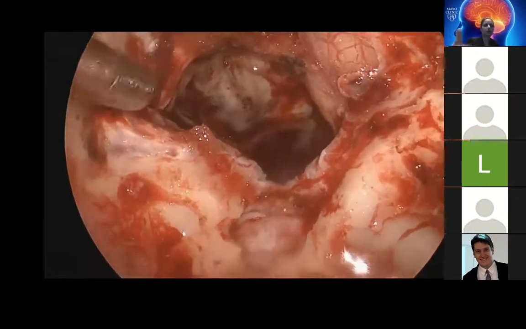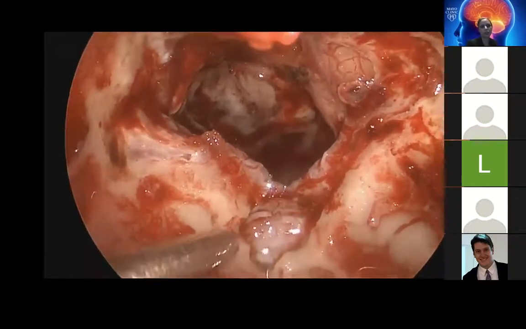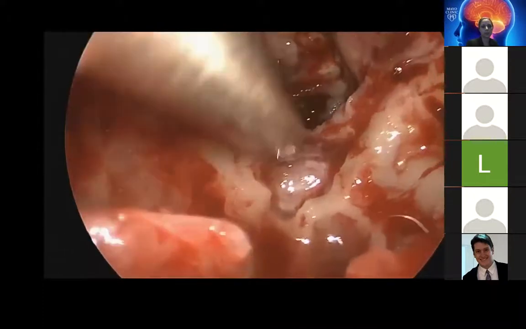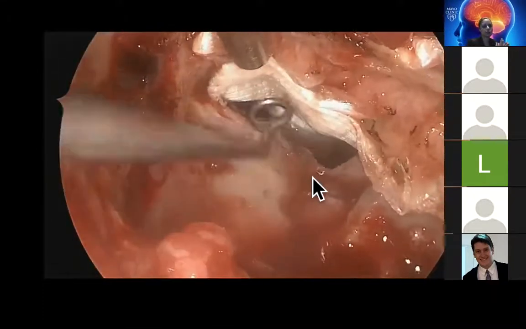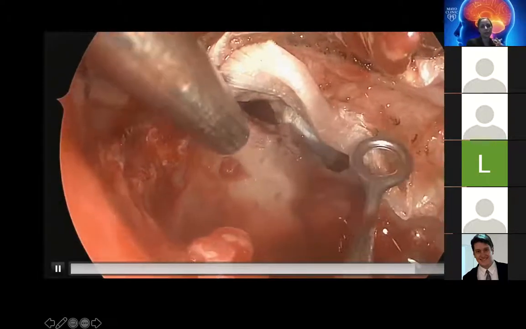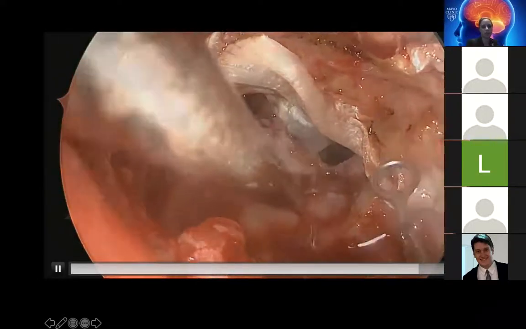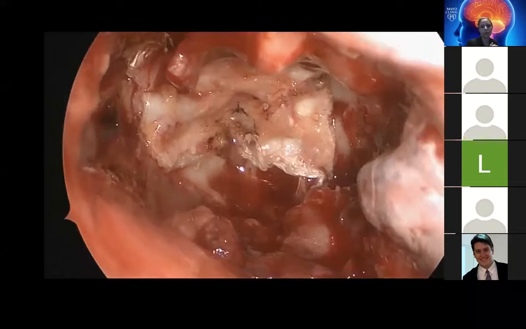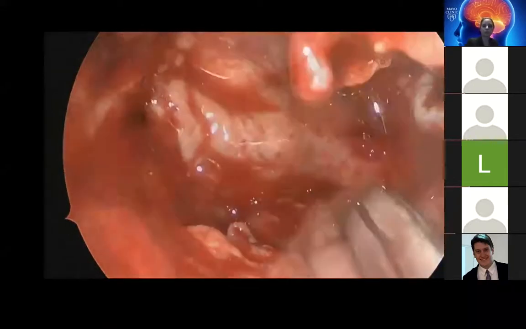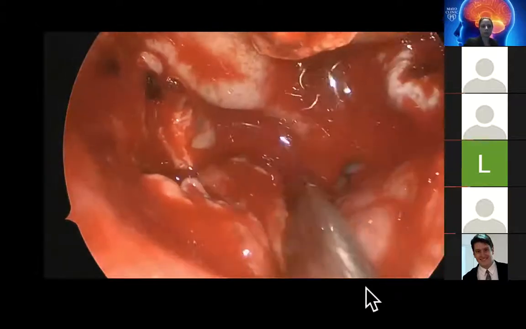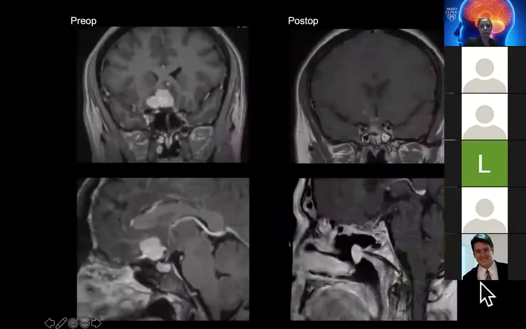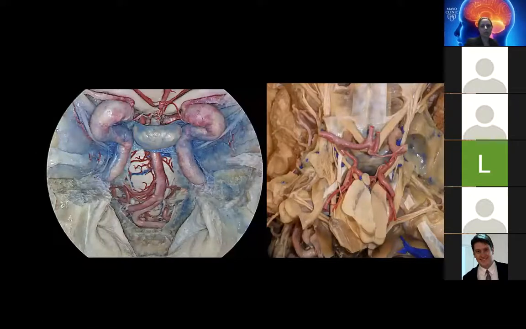And then we put a fascia lata and then cover with a nasoseptal flap, and that works really well for us. This is the fascia lata, we sutured both layers together. So one is inlay and one is onlay, and then we put a nasoseptal flap over that. So this is the pre-op and post-op result. She did very well. So that's all I wanted to talk about tonight.